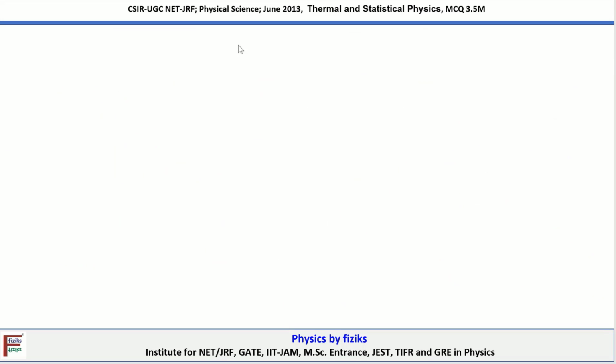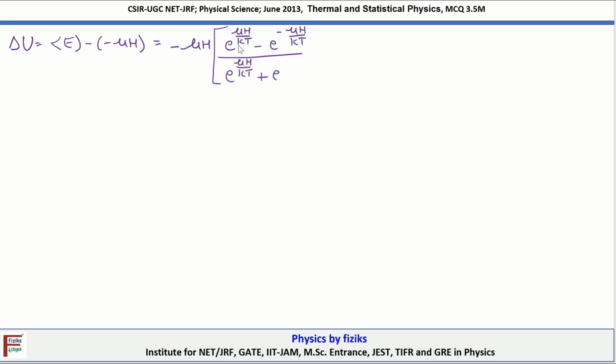Therefore the excess energy delta U is equal to the average energy that we just obtained for the system plus mu H, which is minus mu H times exponential mu H by kT minus exponential minus mu H by kT divided by exponential mu H by kT plus exponential minus mu H by kT, plus mu H. So we will take mu H outside and then try to solve it.